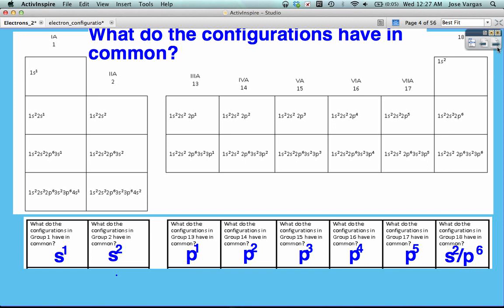Okay, so you probably saw something like this. All the ones in group 3, the trend is that they end in p1. Group number 4, p2. Group number 5, p3, p4, p5, and here with the exception of the first one, which is s2, the others end with p6.